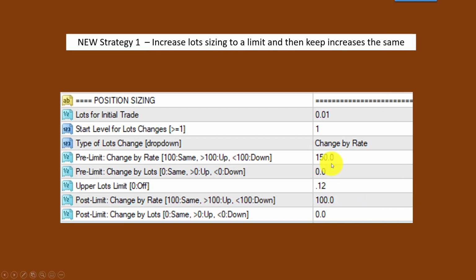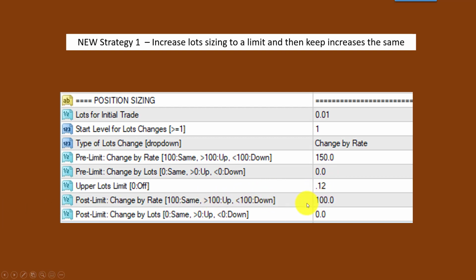So I'll explain this strategy. You start with 0.01, you then increase it by 150%. But now what we've introduced is an upper limit. So we're saying when it reaches 0.12, you no longer increase the lots. If it's off, you don't use that setting, but if it's on, it will reach that particular setting, and then it will say, all right, what further instructions do you have? What do you want me to do once I've reached that limit?